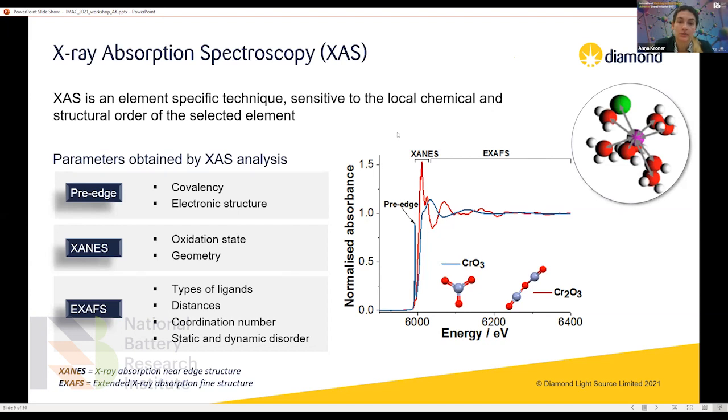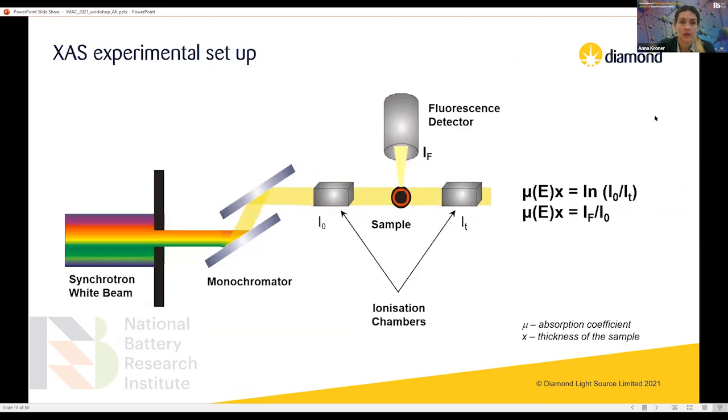So there's quite a lot of information in XANES, and in EXAFS we apply analysis to look at the local structure, to look at the single scattering between the central atom and the neighbors. In this typical measurement, we have the wide beam from the source, a monochromator which selects the right energy, and then the ionization chambers for transmission measurements. So we have I0 and IT after the sample.